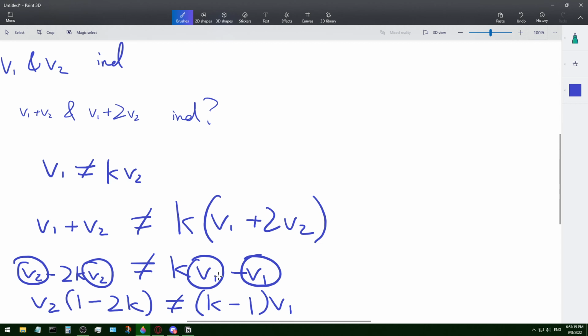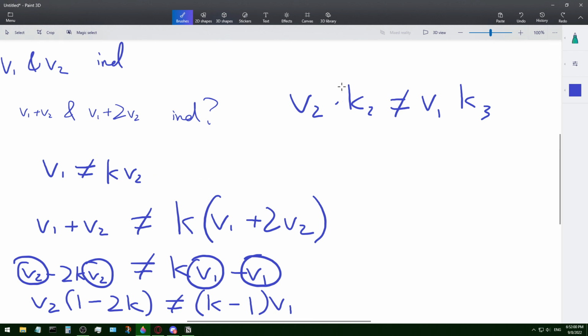Okay, so now we have v2 times this strange thing there. But what is that thing? 1 is a constant, 2 times k is still a constant. When you subtract two constants, you get a constant. So that's really v2 times a constant. Let's call it k2, since k is already used. And then on the right side, k minus 1, that's still a constant. So that's not equal to v1 times k3, let's call it.